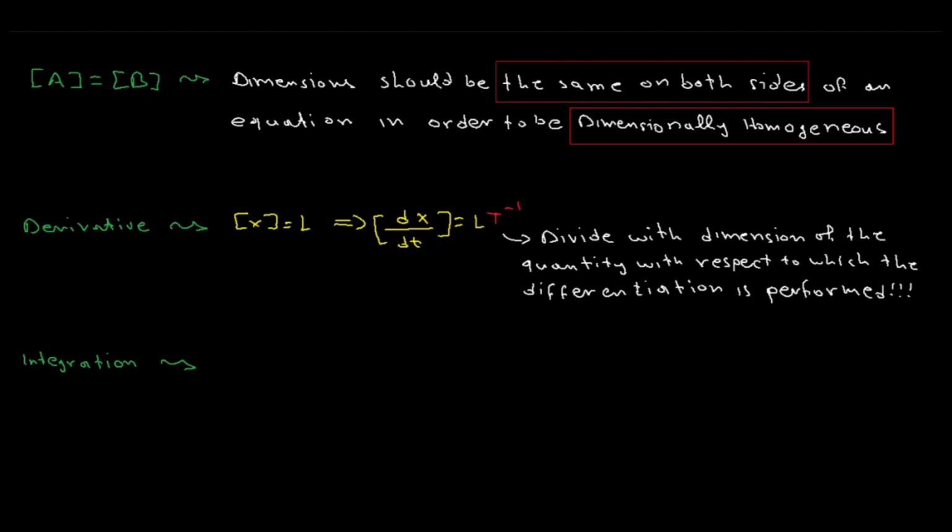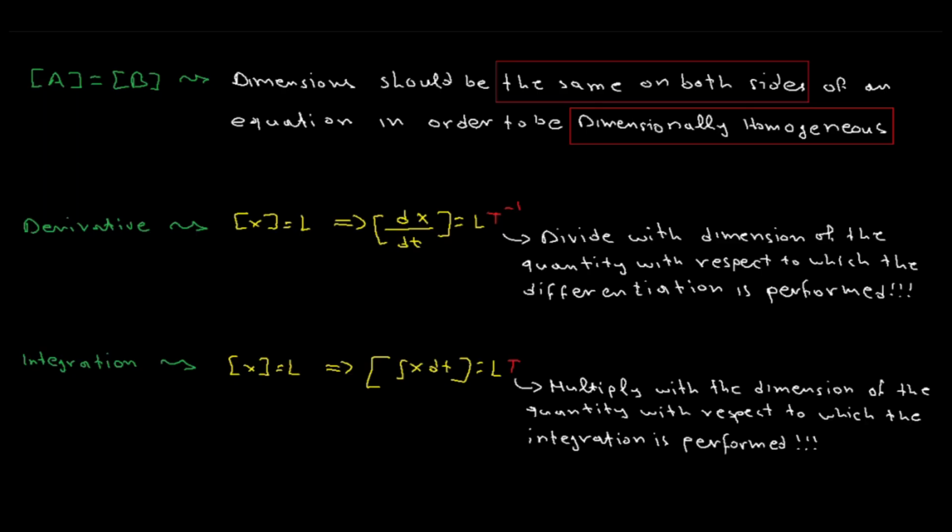In integrals, however, we do the opposite. Instead of dividing, we multiply with the dimension of the quantity with respect to which the integration is performed. So in this example, we multiply by time.